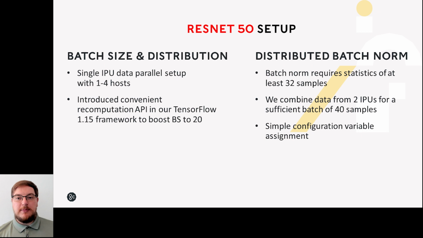For calculating a batch norm, it is required to have statistics of at least 32 samples. Hence, we combine the data from 2 IPUs for a sufficient batch size of 40 samples. The distributed batch norm can be activated by a user with a simple configuration variable.